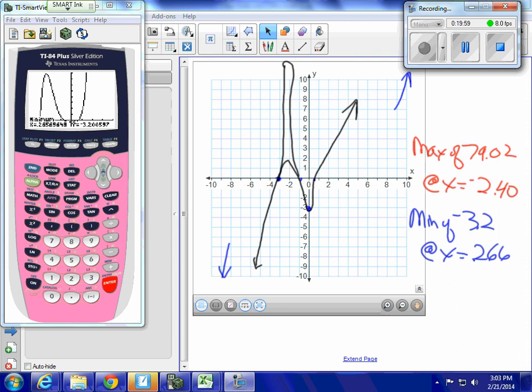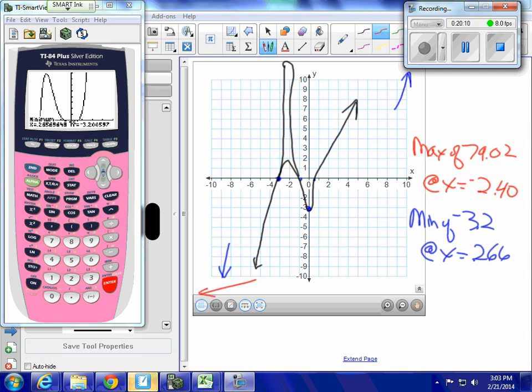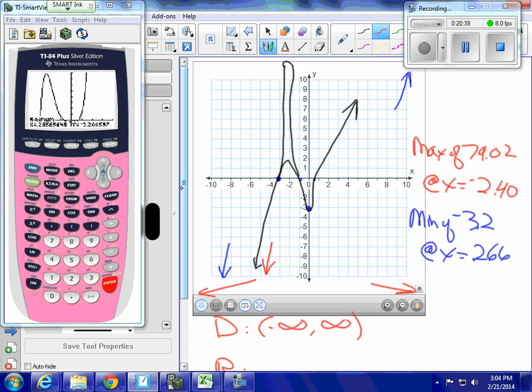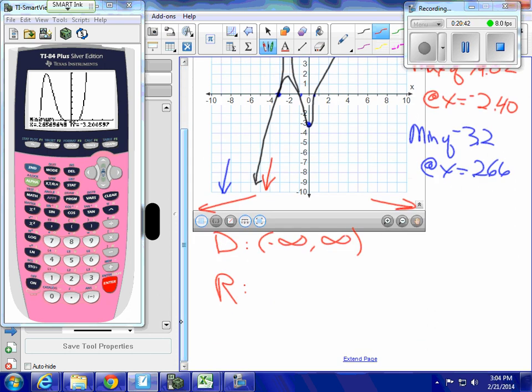Finally, I need to talk about the domain and range of this equation. Well, from the graph, I can see that my x values are going to continue going forever negative and forever positive. And this is a polynomial. And we know that the domain of all polynomials is all real numbers, negative infinity to positive infinity. That's the domain of all polynomials. What about the range of polynomials? Well, the range is the valid y values. This one goes down forever and up forever. So my range on this particular function is also negative infinity, the lowest value first, to positive infinity. That's my range.